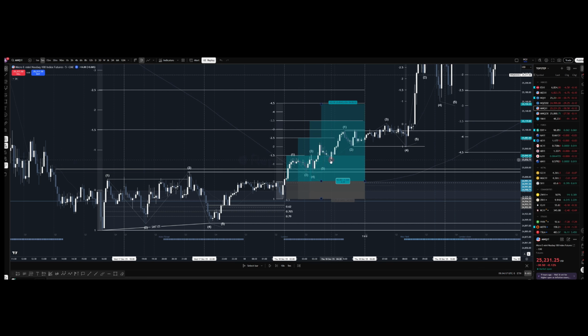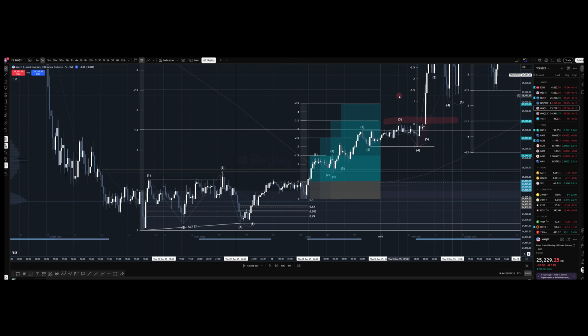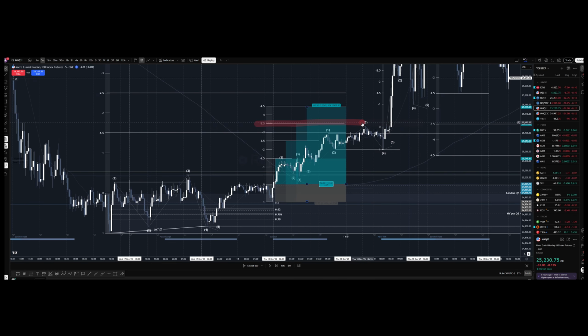And then do the same thing over here. So we have 1, 2, 3, 4. We're looking for sweeps of 2 to get in. And then we can target 3. Or we can just use that with alignment of each take profit level on the way back up.